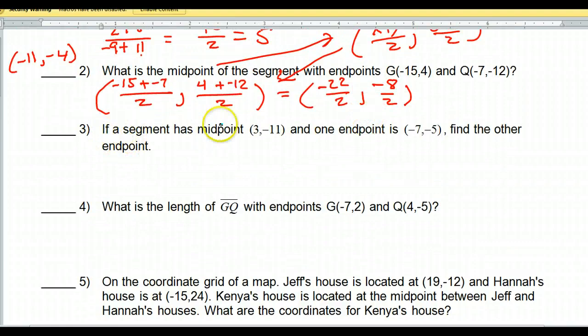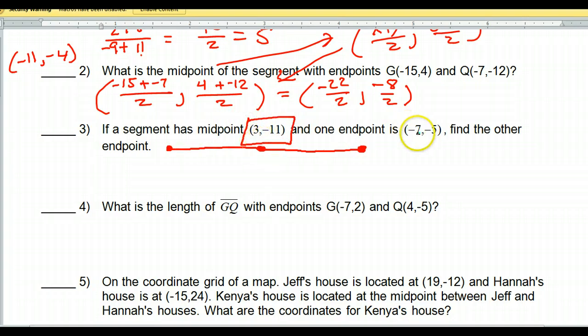Alright, number 3. Midpoint and endpoint. I recommend always making a diagram. So it's like this. Alright, please understand that 3 comma negative 11 is a midpoint. Negative 7 comma negative 5 is an endpoint.